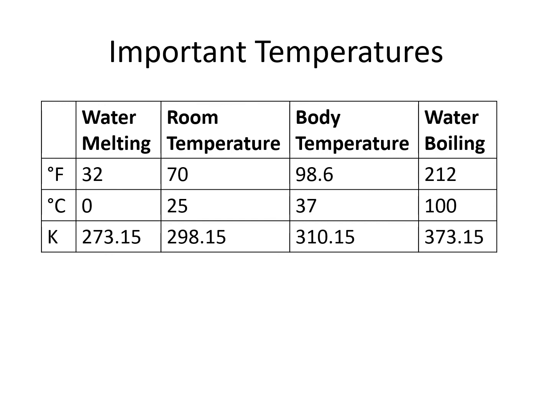To solve some problems, you don't necessarily need to do a temperature conversion calculation, as long as you know some common temperatures on each scale. You should know that the melting temperature of water is 32 degrees Fahrenheit, 0 degrees Celsius, and 273.15 Kelvin. You should know that room temperature is 70 degrees Fahrenheit, 25 degrees Celsius, and 298.15 Kelvin. Body temperature is 98.6 degrees Fahrenheit, 37 degrees Celsius, and 310.15 Kelvin. The boiling point of water is 212 degrees Fahrenheit, 100 degrees Celsius, and 373.15 Kelvin.